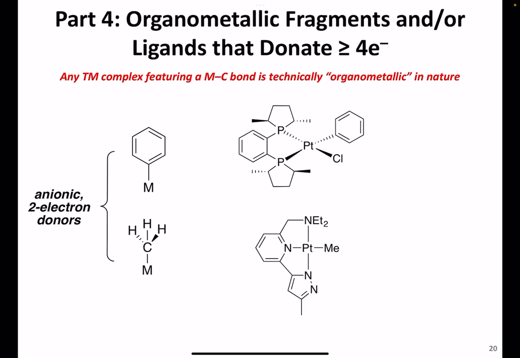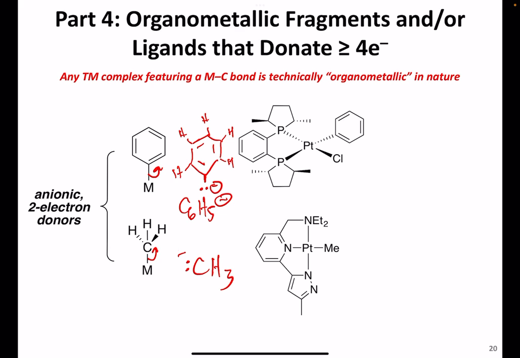We now tackle organometallic ligands or organometallic fragments that can donate lots of electrons. Some donate just 2, but some can donate up to 6, or the most common ones can donate up to 6. And so here we have 2 anionic 2-electron donors. We have a metal phenyl unit, and so if we give the electrons back, notice that we get a C6H5-, and so this position now is a lone pair, not a hydrogen. And so that is an anionic 2-electron donor. This is methyl-, which is also an anionic 2-electron donor.